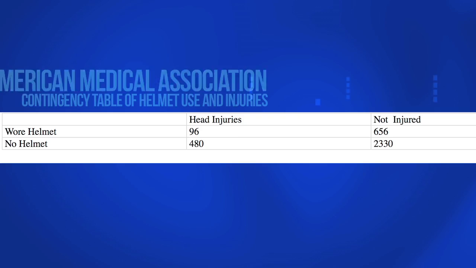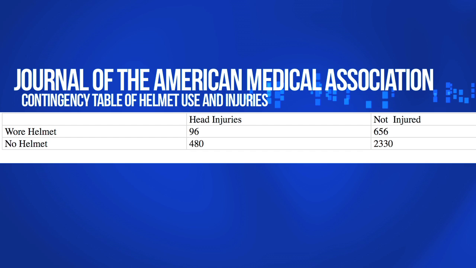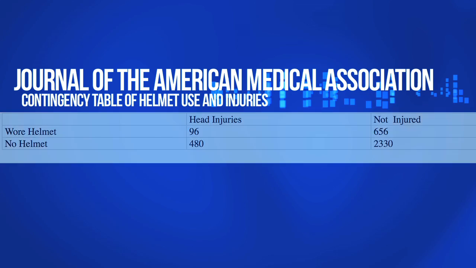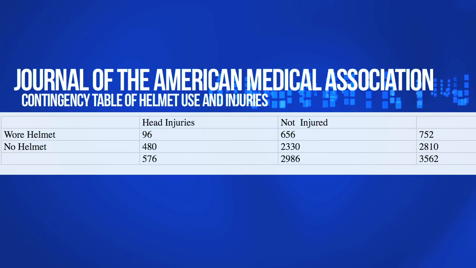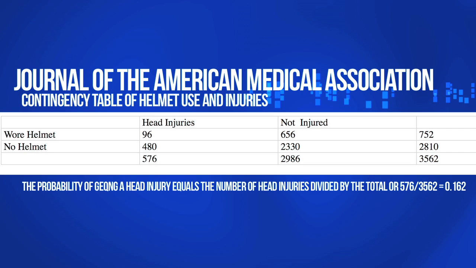Now let's look at a contingency table of helmet use and head injuries. According to the Journal of the American Medical Association, we have this data: head injuries, not injured, wore a helmet, and no helmet. We add the rows and columns first. The probability of getting a head injury equals the number of head injuries divided by the total, or 576 divided by 3,562. That equals 0.162.